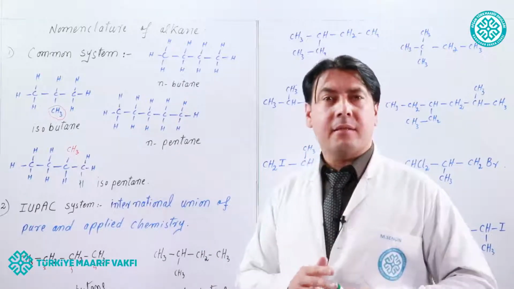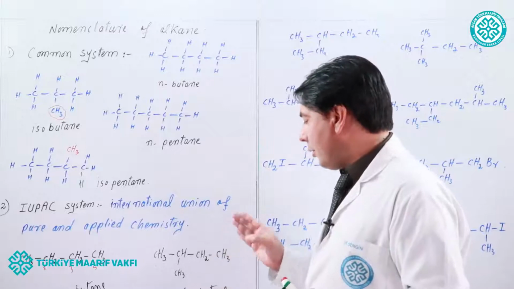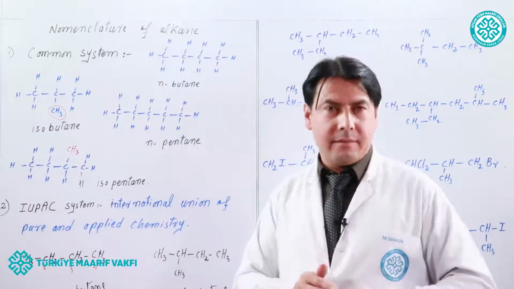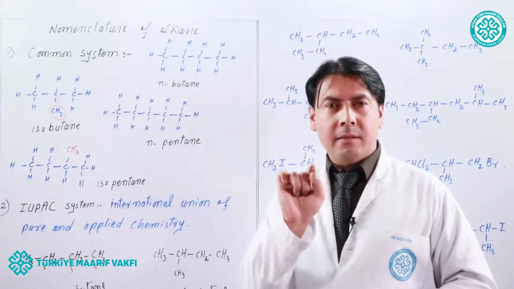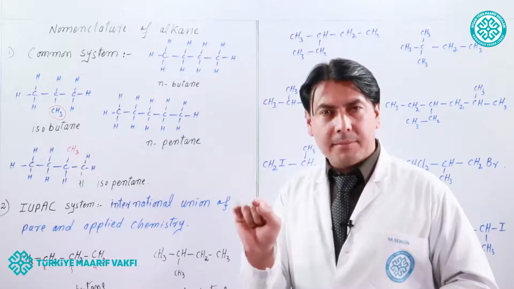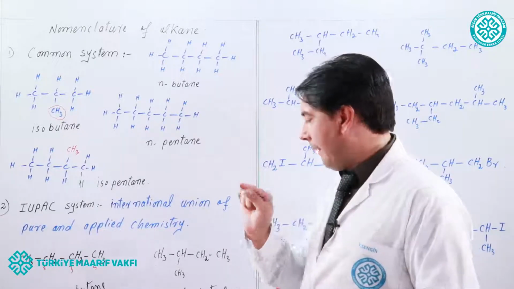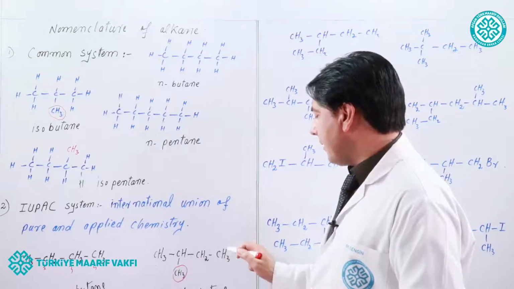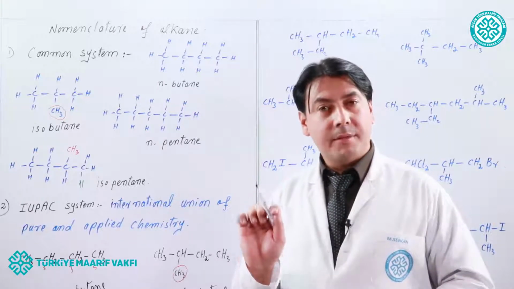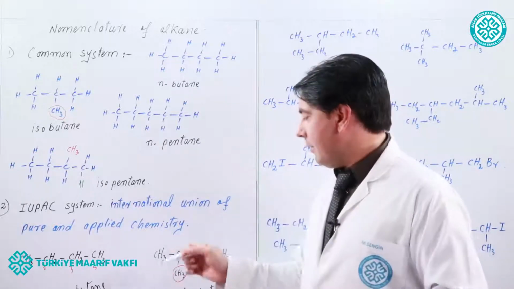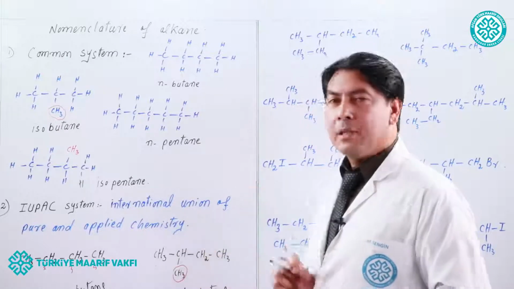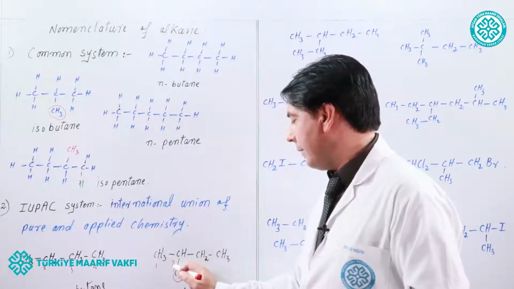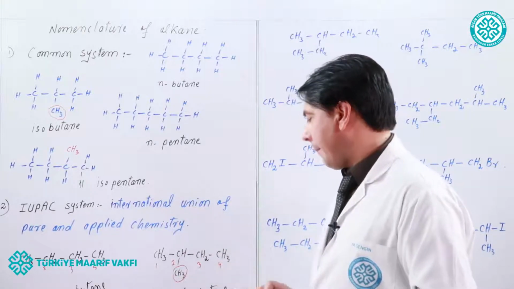Now here is a confusion: we have to give the numbering either from this side or from this side. Another rule is that we have to start the numbering from the side to which the substituent is at the nearest position. So this is the substituent or side group. If we start the numbering from this side 1, 2, 3, the substituent is at the third carbon. If we start the numbering from this side 1, 2, the substituent is at the second carbon. So we have to start numbering from this side 1, 2, 3, 4.